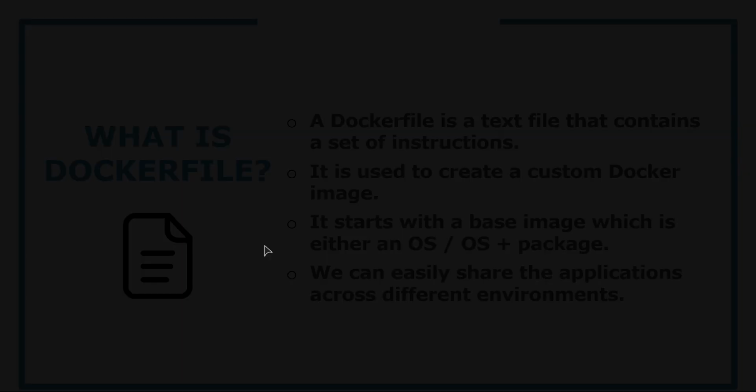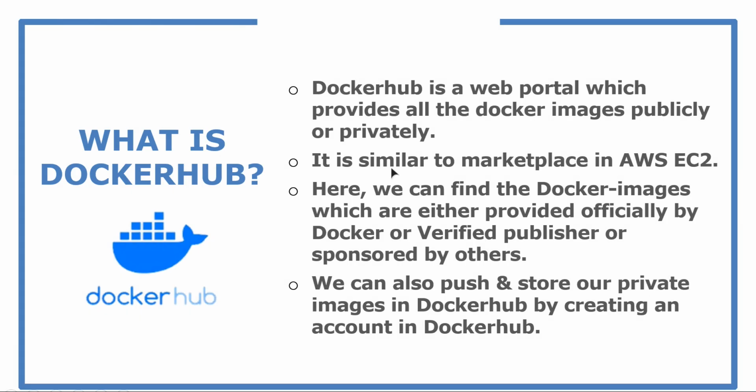Now we have already discussed what Docker Hub is. Docker Hub is a web portal which provides all the Docker images publicly or privately. You can push images to Docker Hub, and these images can be stored publicly. But if you don't want to make the images public, you can also push private images to Docker Hub. For that, you have to create your own account on Docker Hub. So it is similar to the marketplace that is available in the AWS portal.